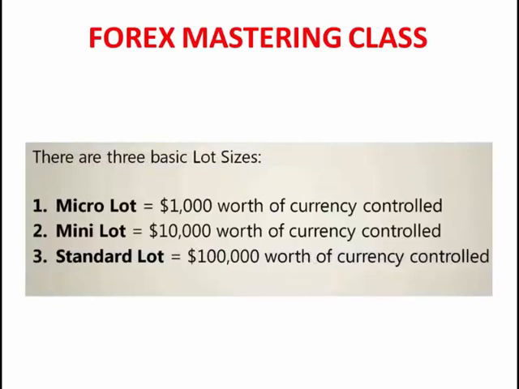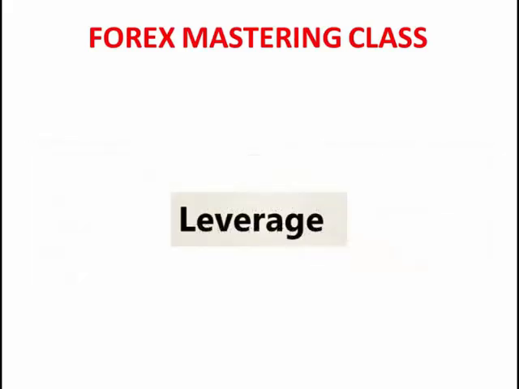There are three basic lot sizes. We have the micro lot, which is 1,000 worth of currency control. You have the mini lot, 10,000 worth of currency control. You have the standard lot, which is one lot. If you go into the market with it, whatever you come out with in terms of money will be more than what you get with a mini lot or micro lot. So that is how it goes. Depending on the volume of the capital you have, that determines the lot size you use in trading.